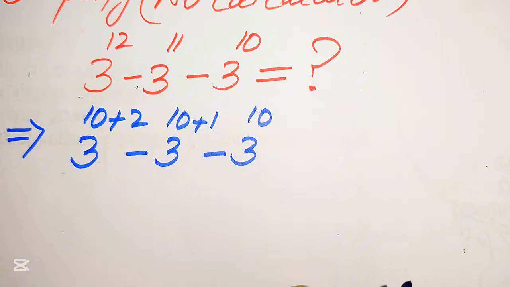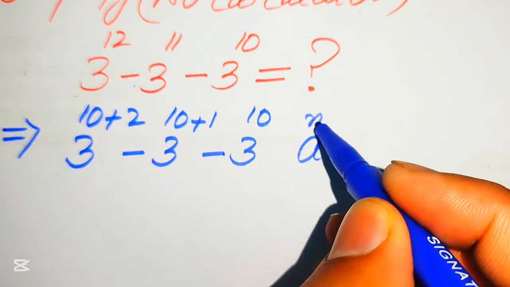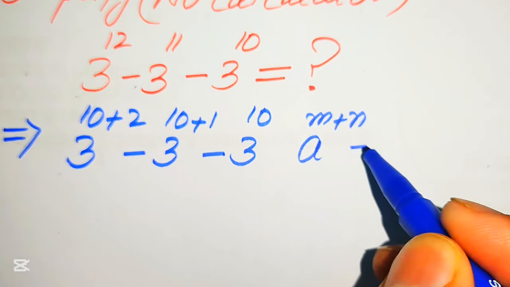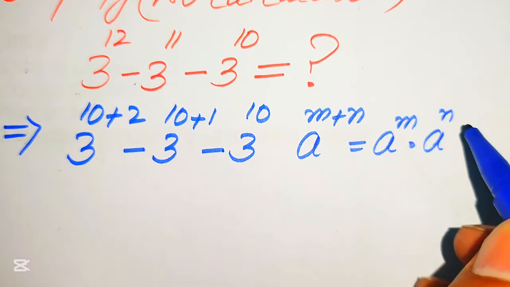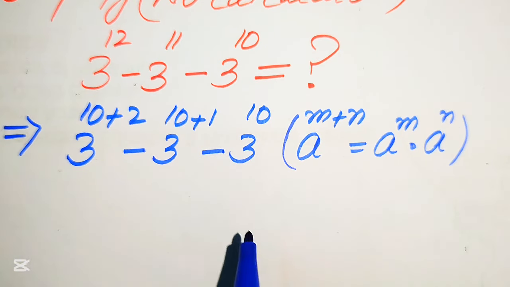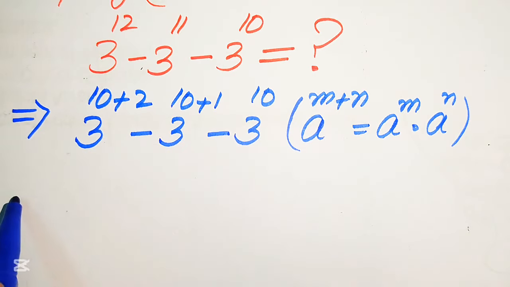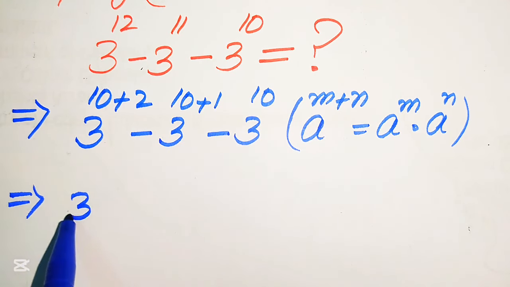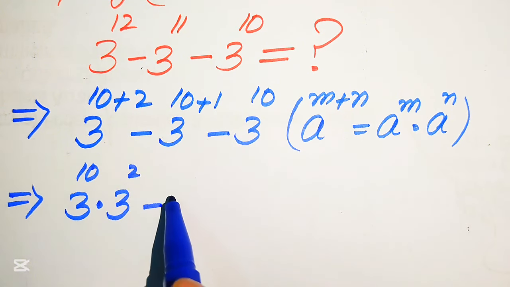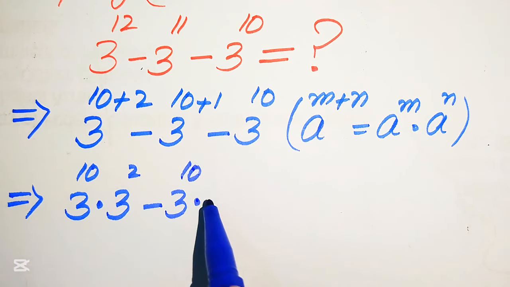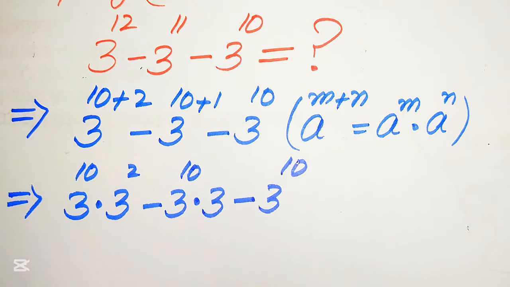Further, in the next step we apply the exponent laws, and you know that a to the power of m plus n equals a to the power of m multiplied by a to the power of n. According to this exponent law, we break the exponents of these two terms and it will be written as 3 to the power of 10 multiplied by 3 square, minus 3 to the power of 10 multiplied by 3, minus 3 to the power of 10.